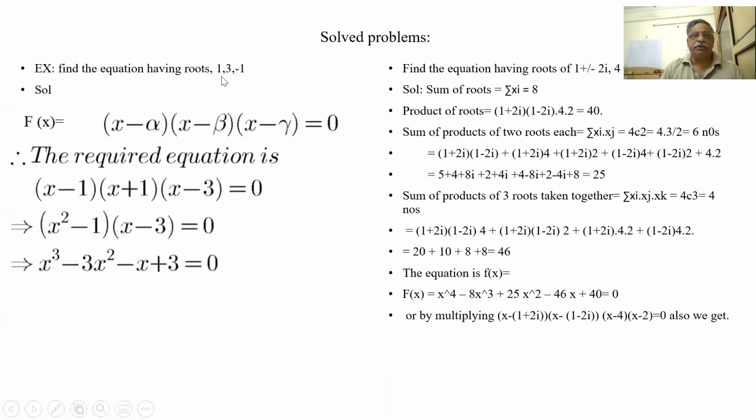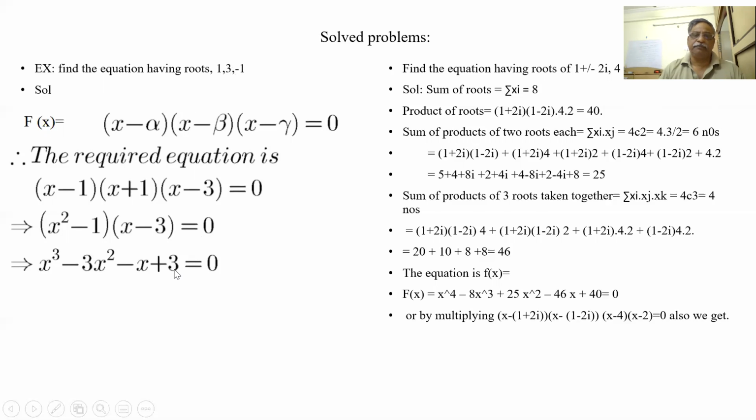What is the equation having roots 1, 3, minus 1? So we can simply write x minus 1 into x plus 1 into x minus 3. We can directly multiply this and get the answer. Otherwise, if you see, what is the sum of the roots? 1 minus 1 is 0, plus 3 is 3. So minus 3x square, minus b by a. What is the product of roots? 1 into minus 1 into 3 is minus 3. So minus d by a, so plus 3.